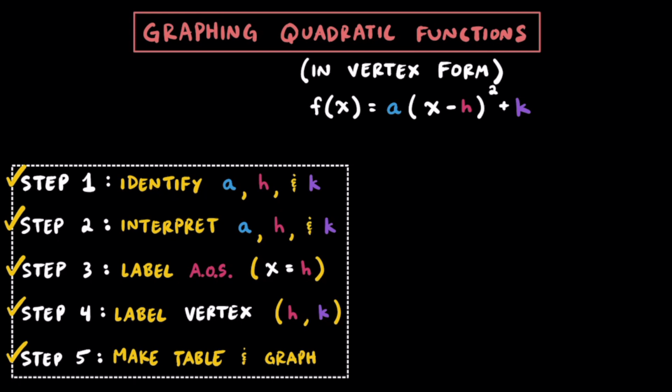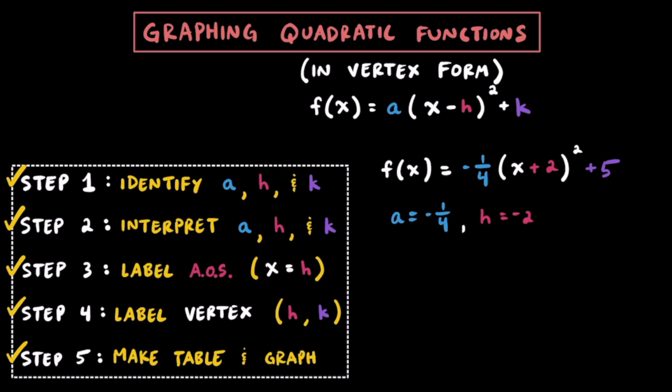Here's a quick example. Imagine we have the quadratic function f of x is equal to negative 1/4 times the quantity of x plus 2 squared plus 5. The value of a is going to be negative 1/4, so we know there's going to be a vertical shrink here, or the parabola is going to get wider, and because it's a negative value, then the parabola is going to have a maximum and be flipped upside down. H is equal to negative 2, so the whole parabola is going to shift 2 units to the left, and k is equal to positive 5, so the whole parabola is going to shift 5 units up.